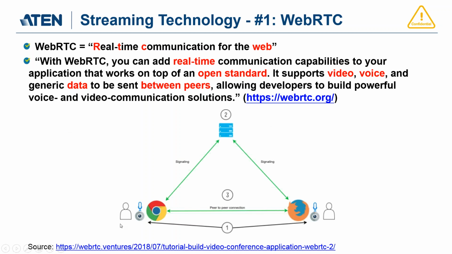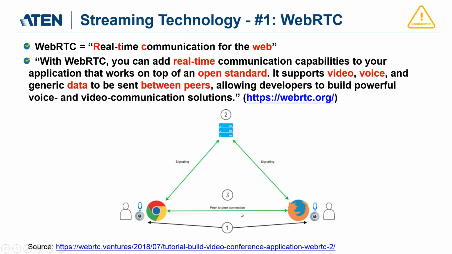As you can see, let's say today we have Alice on the left-hand side with her camera and microphone, and she's using Chrome. And we have Bob on the right-hand side who also has his own camera and microphone, and he's using Firefox. Today they want to talk to each other, for example, in a video conference. In that case, they can reach out to a WebRTC server to send a signal, and then the two of them can build up a peer-to-peer connection.